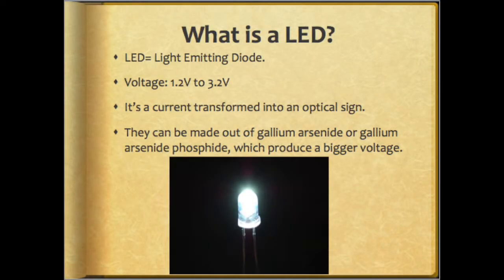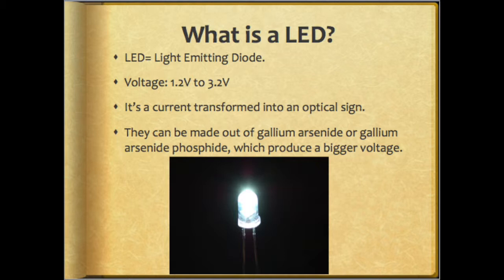Before I start explaining what a LED is, it is important that you know what a normal diode is. Now, the letters LED stand for light emitting diode. These types of diode have voltages that vary from 1.2 volts to 3.2 volts.